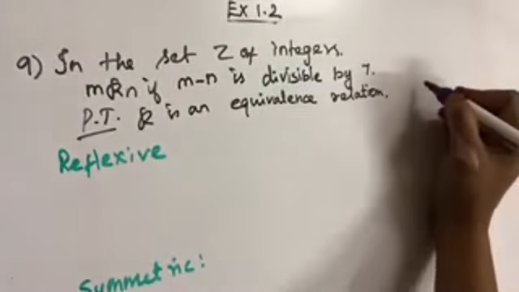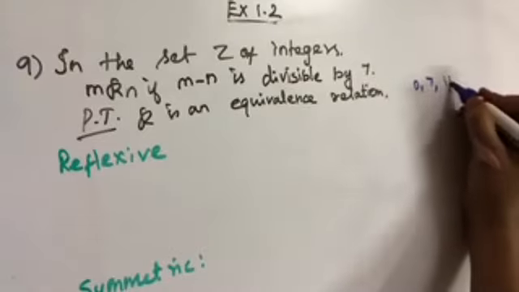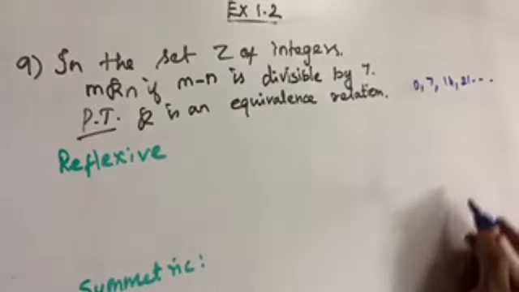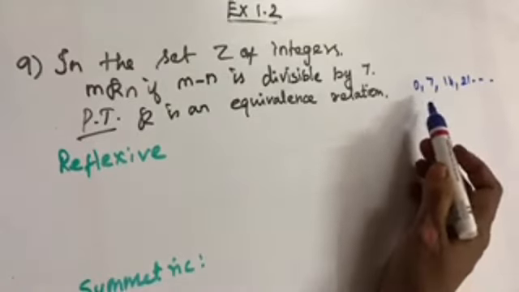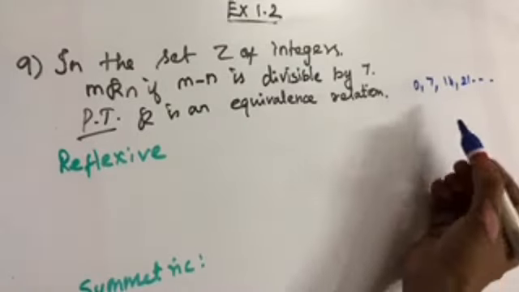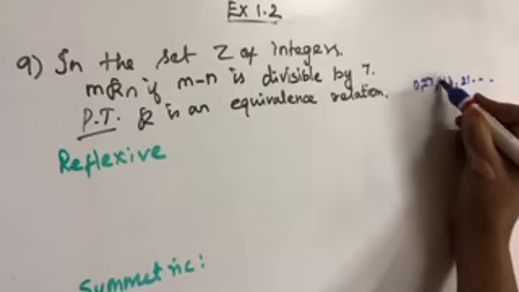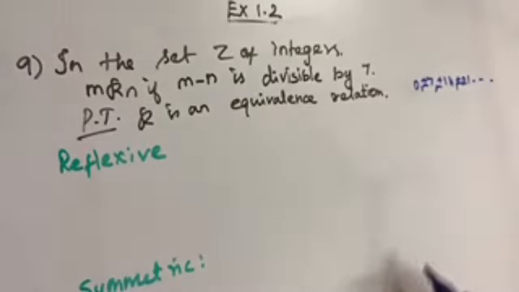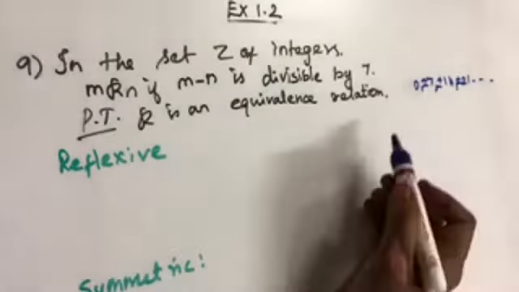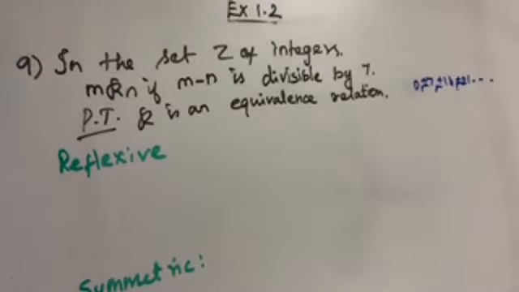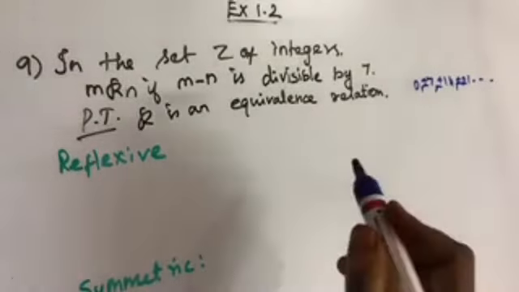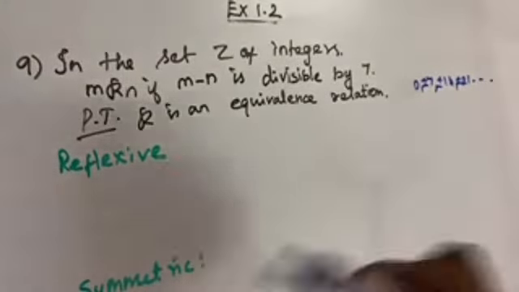Okay. So 0, 7, 14, 21, like that we can take the terms. These are all the terms, numbers that are divisible by 7. Even the positive numbers and negative numbers, plus or minus, are all the numbers that are divisible by 7. We have to prove now it is an equivalence relation. So these three conditions must be satisfied: reflexive, symmetric and transitive.